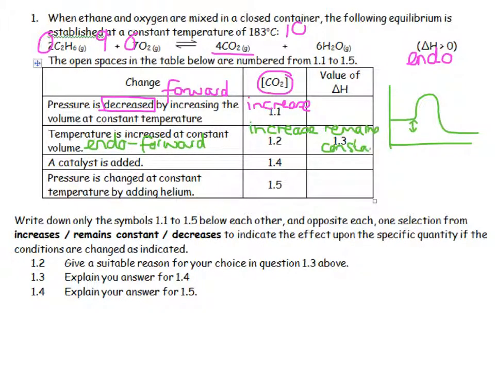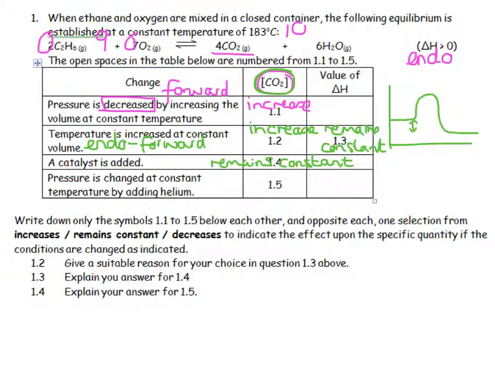If I add a catalyst, it does not affect the equilibrium position at all, and therefore this is also going to be remains constant. It reaches the equilibrium faster, but it does not change the equilibrium position, so it won't change the concentration of the CO2.